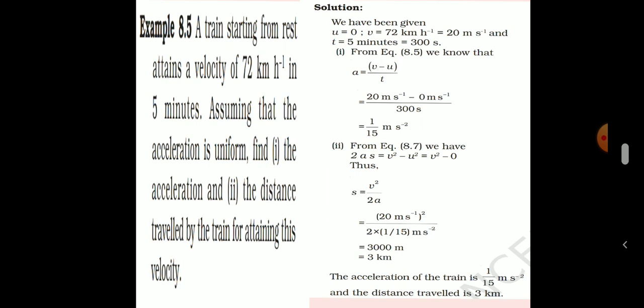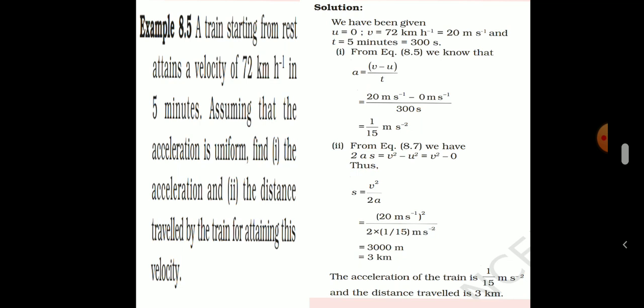Now, whenever you solve any type of numerical, the first step is to write the given quantities. And if you don't understand this example, just read it twice or thrice. You will get a clear idea about it, and then go to the solution.